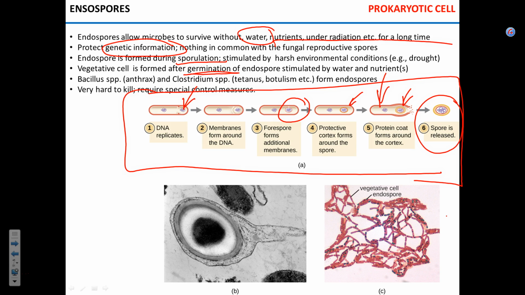Germination is the process of endospore turning into the vegetative cell. Vegetative means growing cell. 2 major stimuli for germination is the presence of water and presence of certain nutrient, a germinating factor. Usually when endospore starts to germinate, nutrients are abundant, like on the agar plate.